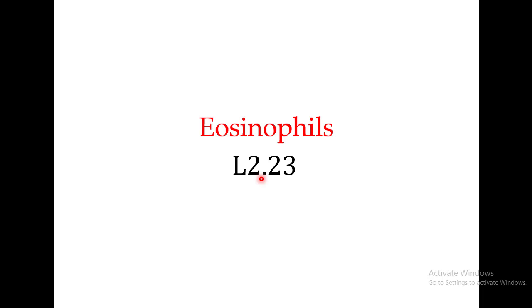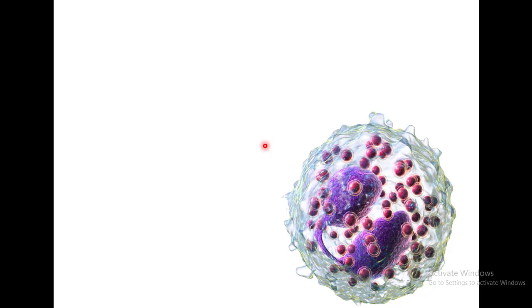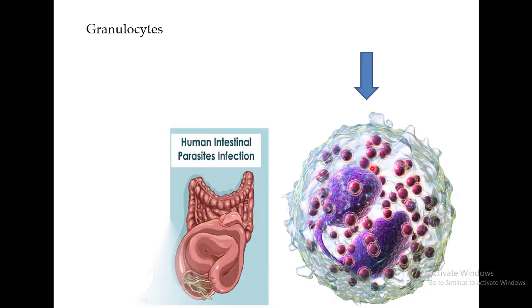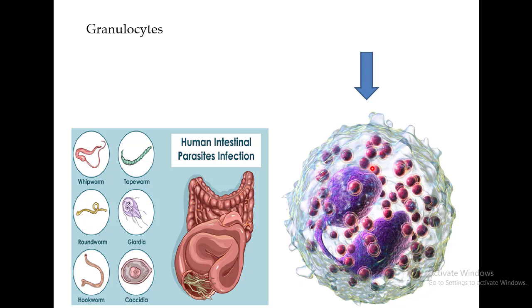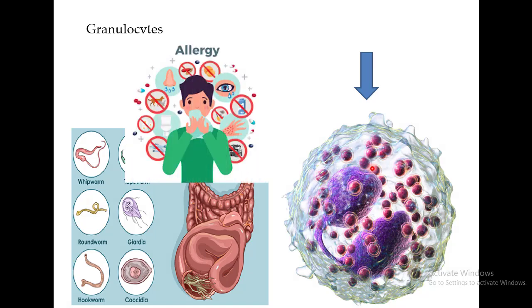In this particular video, I want to focus on the eosinophils. These eosinophils belong to a specialized class of white blood cells known as the granulocytes, because they contain granules in their cytoplasm. These eosinophils are very important in parasitic infection, and we will see an example of this in this video. They are also very important in allergic reactions.